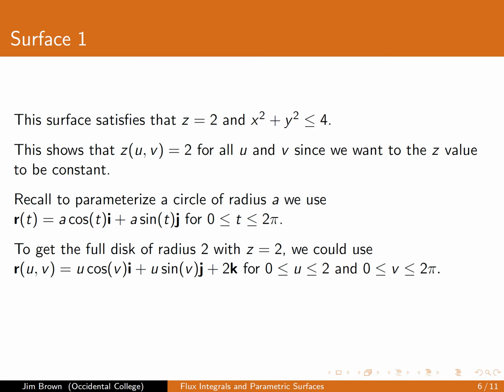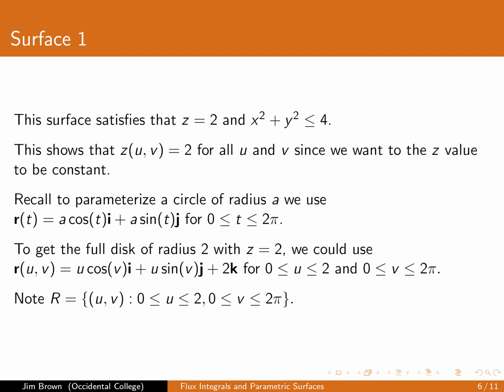So to do that, instead of taking a fixed radius a, we'll let that radius be u, which is a variable, and so our parameterization can be u cosine v i plus u sine v j plus 2k. And that 2k is just, of course, because we wanted our z value to be fixed. And now notice for each value of u, you're getting a circle of radius u because that v is going from 0 to 2 pi. So just think of starting with the point when u is equal to 0, you're just at the point 0, 0, 2. And then as u gets bigger, you're just expanding circles out to get all of those different radii.